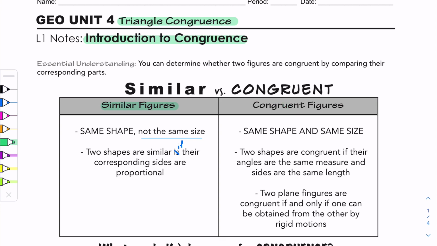Whereas congruent figures, which is where we're going to spend most of our time, are exactly the same shape and the same size. In the last unit, we talked about rigid motion. Congruent figures would be an example of a rigid motion, because the shape and the size do not change. So two shapes are congruent if their angles are the same measure and their sides are the same length. And also, two plane figures are congruent if and only if they can be obtained from the other by rigid motions, like I just mentioned.